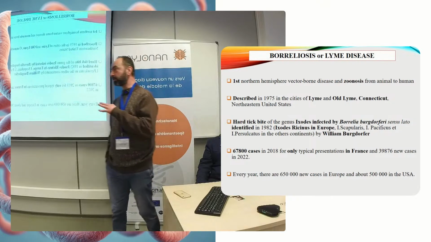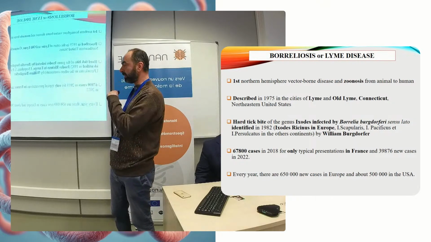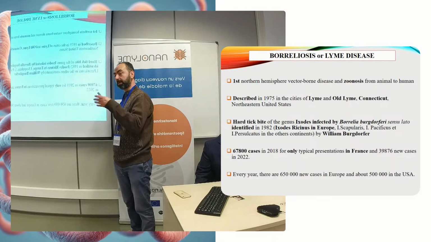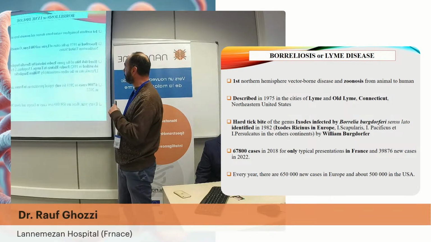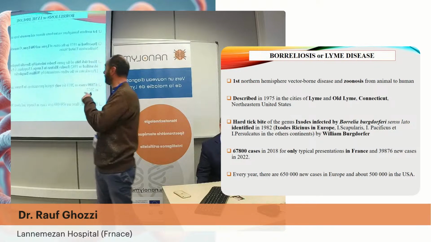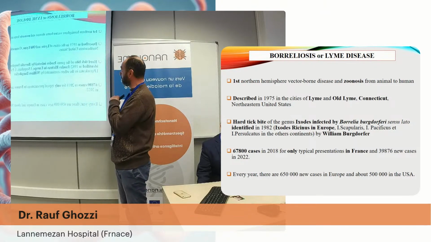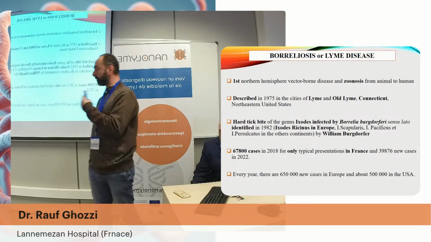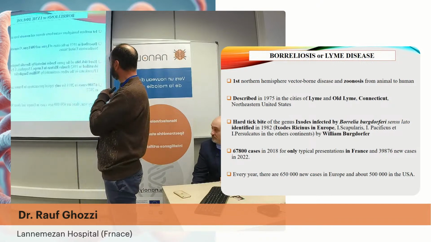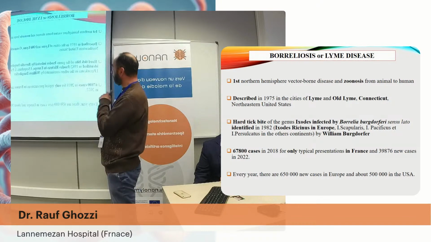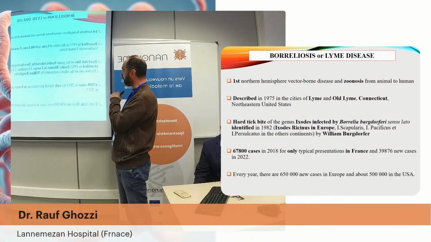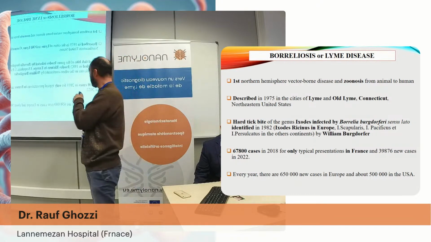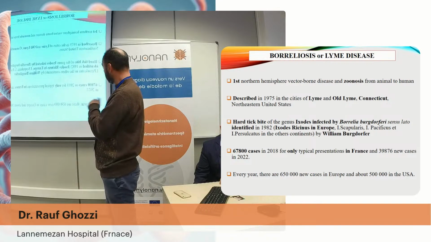Lyme disease is the first zoonosis in the northern hemisphere, as paludism is the first of the south. The first description in America, in the USA, was in 1975, after an epidemic in the north of the USA. And in 1982, the microbiologist William Burgdorfer identified the Borrelia in the tick genus Ixodes.